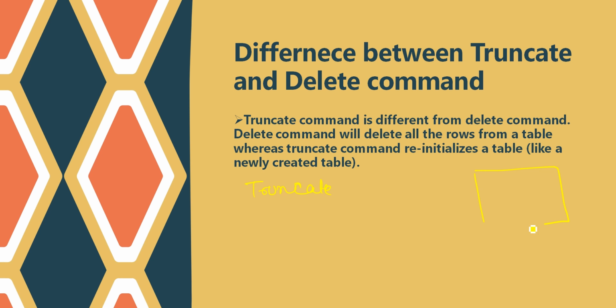Truncate, let's say this is our truncate, and we have ids 1, 2, 3. When I apply the truncate command, which works like a factory wash, it is going to create this table as a new one. So whenever I now insert any data, it is going to have a record of 1, 2, 3.